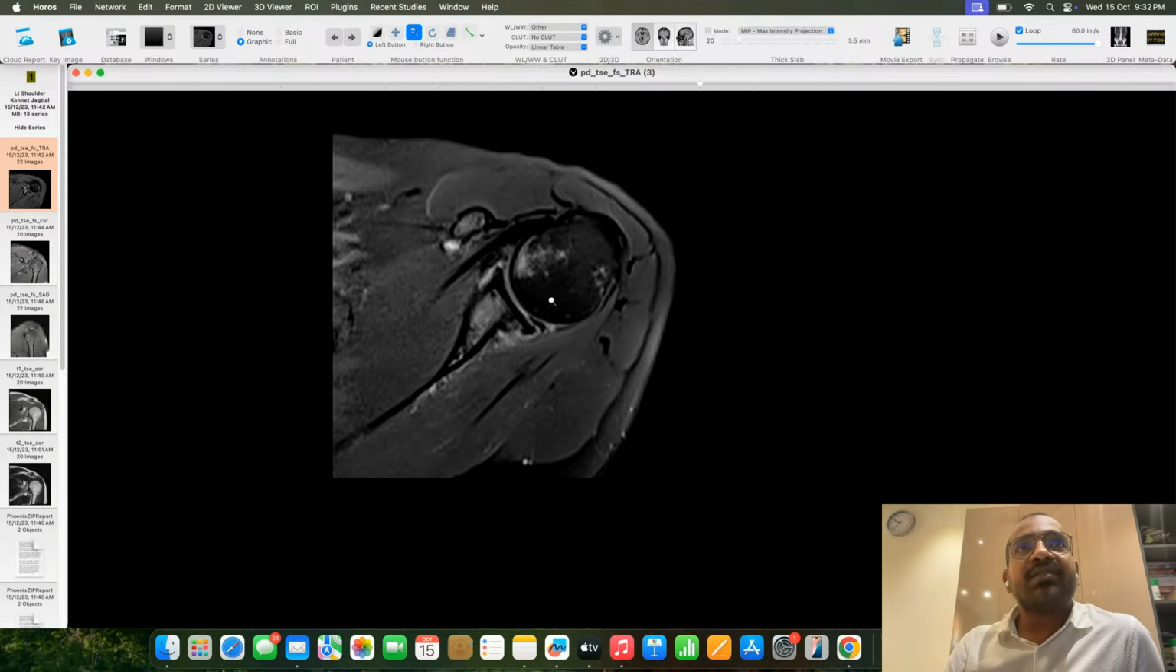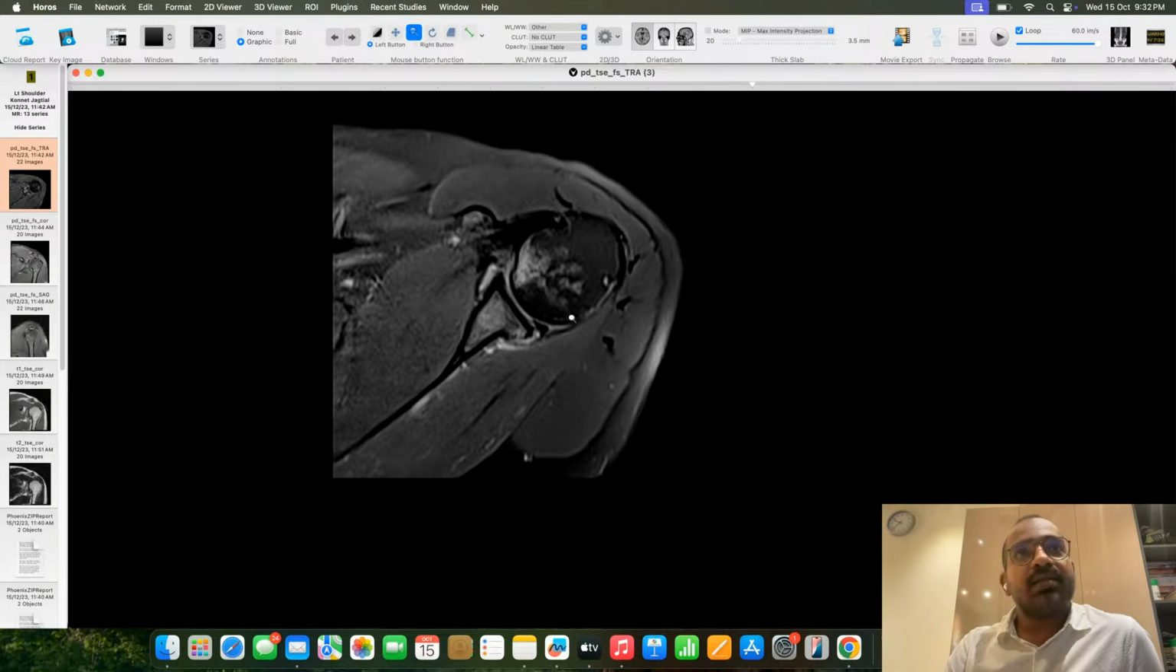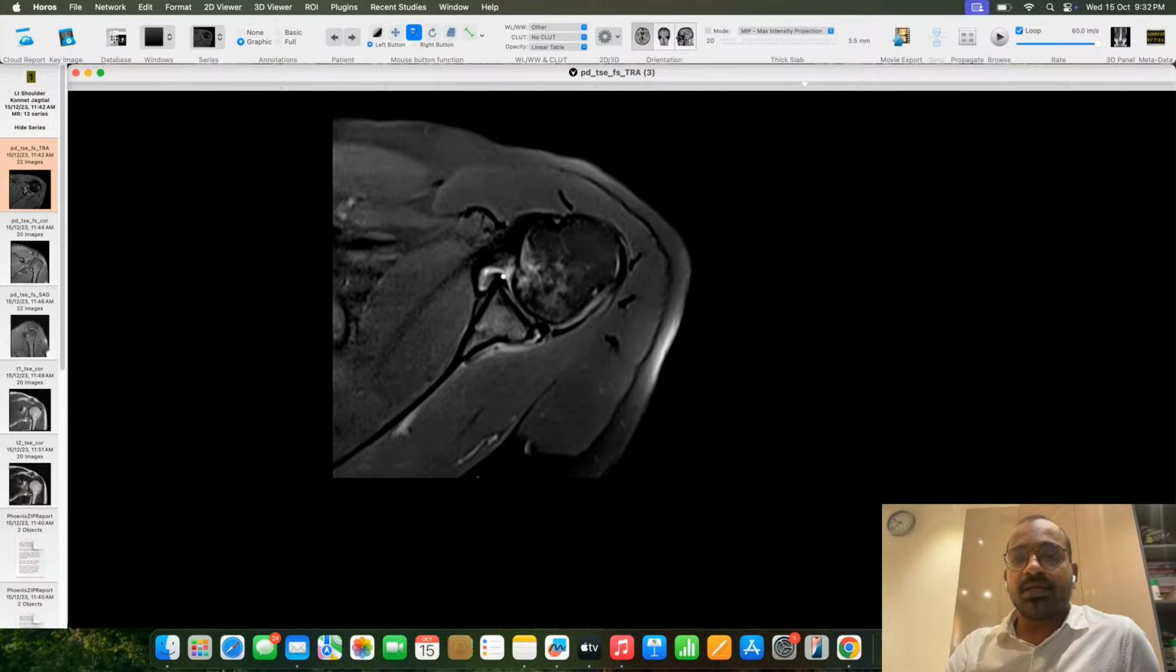What do you call a reverse Hill-Sachs? This is a Hill-Sachs. Hill-Sachs is at the posterolateral aspect of the head of the humerus. There should be a bony depression or marrow edema that should be occurring here. There is something happening here, that is reverse Hill-Sachs. That is called McLaughlin lesion. So McLaughlin lesion is a reverse Hill-Sachs lesion.